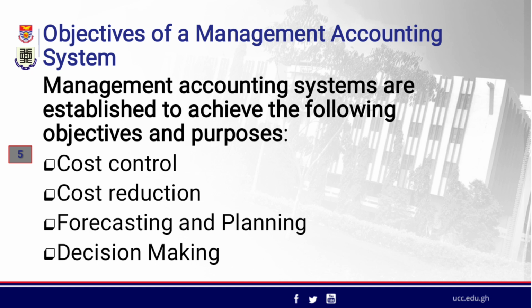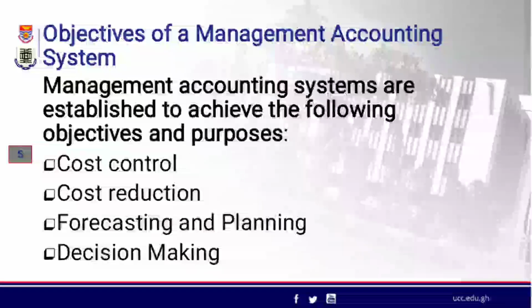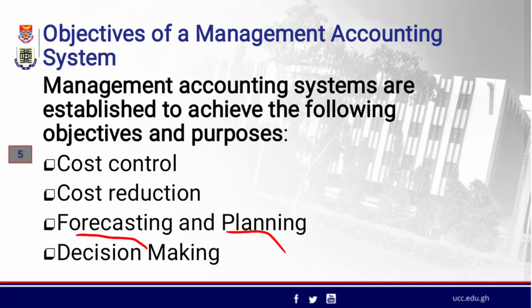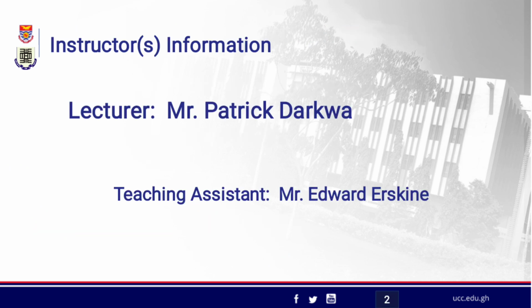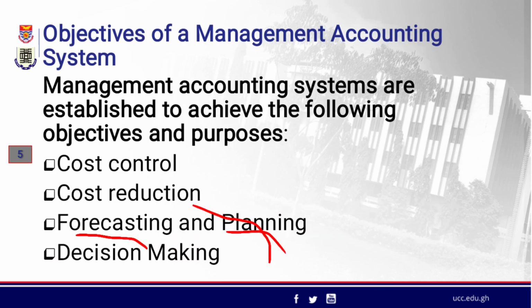We are going to look at the objectives of a management accounting system. Management accounting systems are established to achieve the following purposes and objectives. One, we have cost control. Two, cost reduction. Three, forecasting and planning. Then decision making. So actually, forecasting goes with what? Planning. When you don't forecast, how can you plan? So actually, forecasting goes with what we call planning.